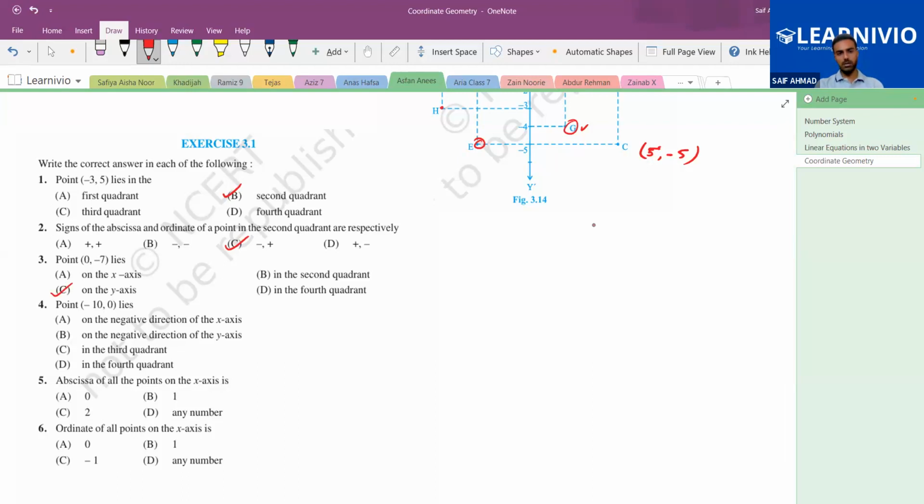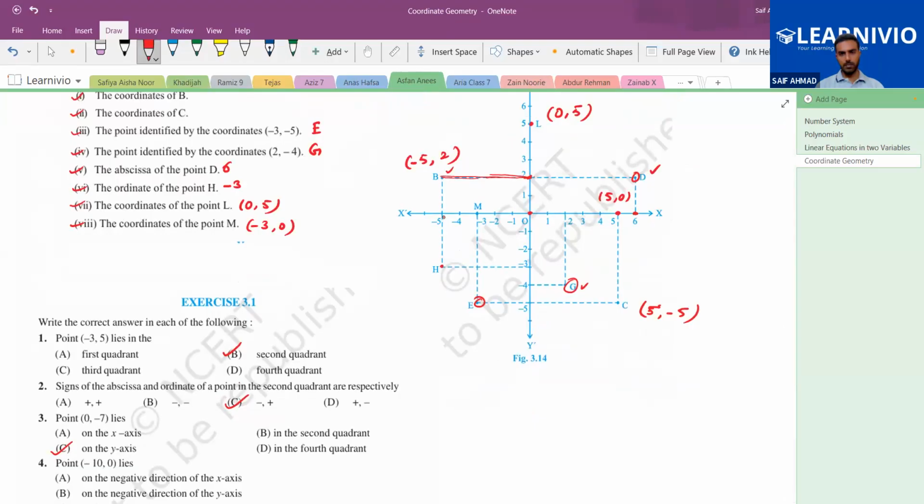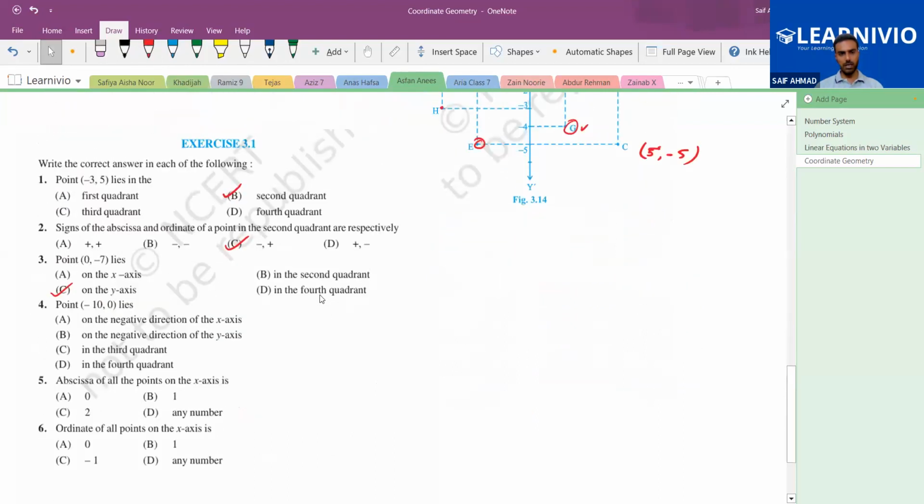Question number 4. Sakshi, (-2, 0) lies? No, (-2, 0) lies on the x-axis, in the negative direction, because the y-coordinate is 0, so we do not move on the y-axis. On the negative direction of the x-axis.